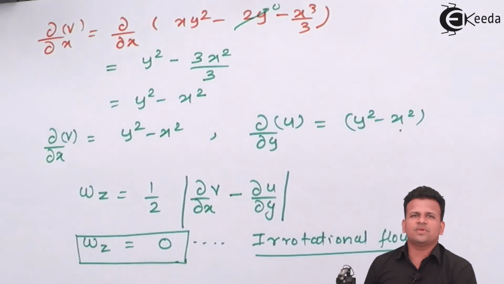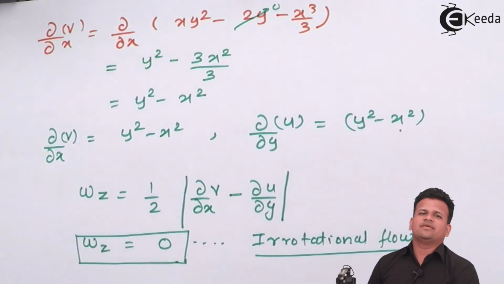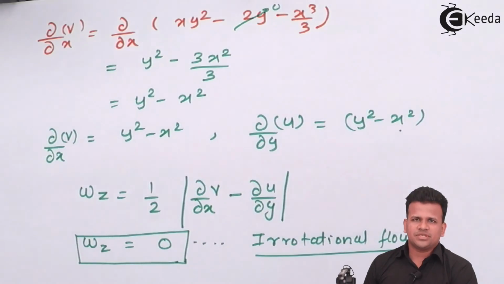In this problem, we have seen whether the fluid will be flowing or not. That is confirmed by the continuity equation. And whether the flow is rotational or irrotational is confirmed by the equations for omega z, omega x, as well as omega y. So I hope you have understood how to solve problems on rotational flow and irrotational flow. Thank you.